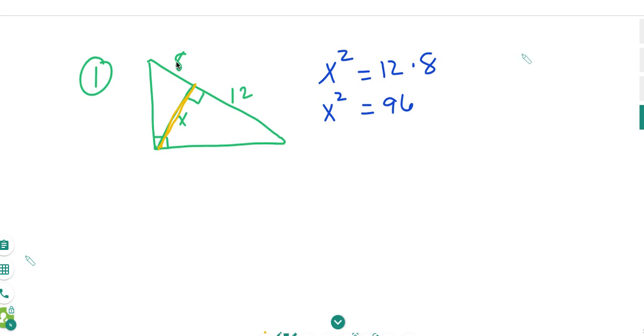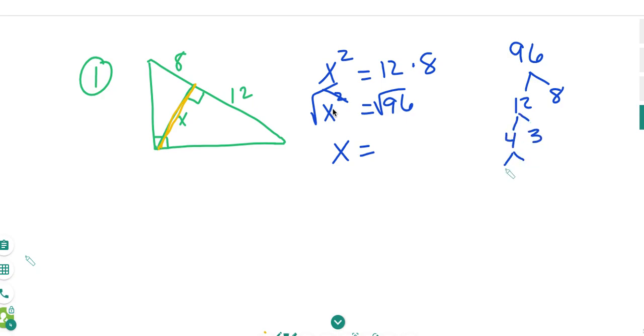And then, of course, we need to square root both sides, which cancels out the square. This is going to give us x equals, and then we need to take 96 and break it down. So again, I'm going to start back with the two numbers that I multiplied: 12 and 8. 12 breaks down to 4, 3. 4 breaks down to 2, 2. 8 breaks down to 4, 2. 4 breaks down to 2, 2. So I have 2, 2, 2, 3, 2, 2.